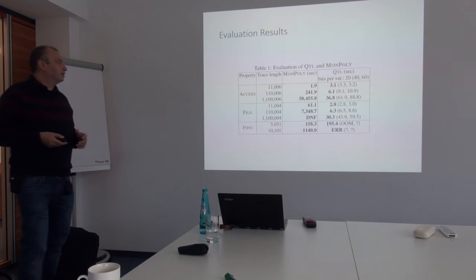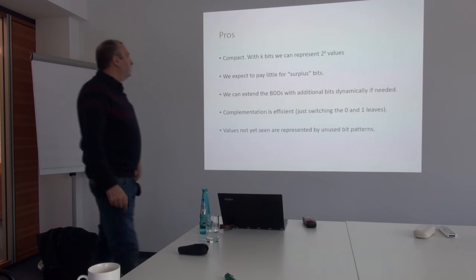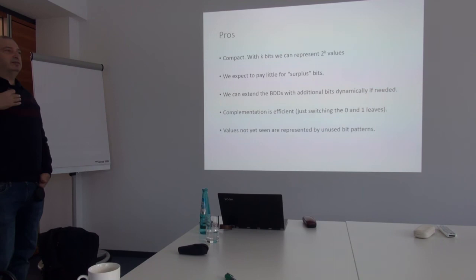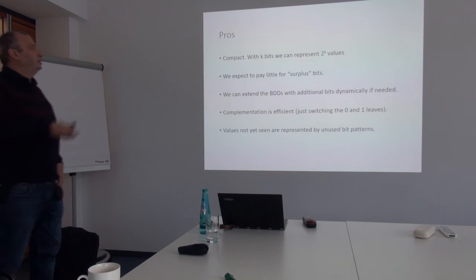Let me conclude. So there's pros and cons. The pros of the system is it's very compact. You can represent 2 to the power of k values, right? So we can represent a lot of values. If you think that you're going to send a space mission and it's going to have a million values, you need log n bits in a BDD. But of course, the size of the BDD could grow.